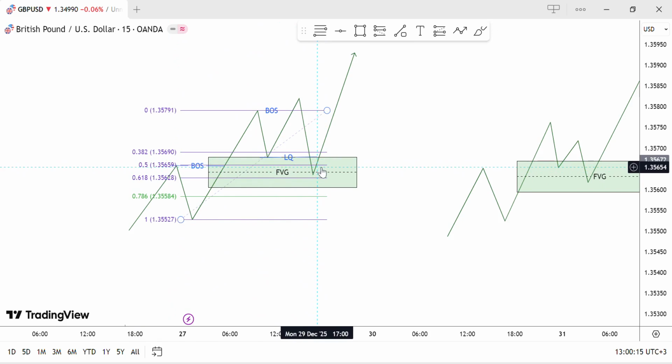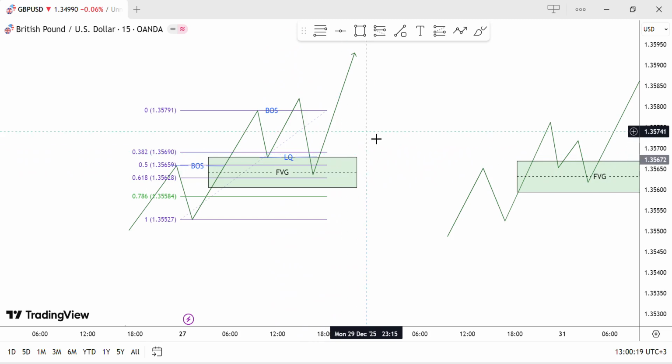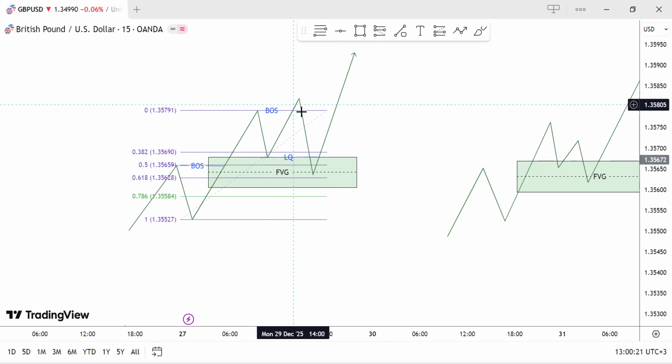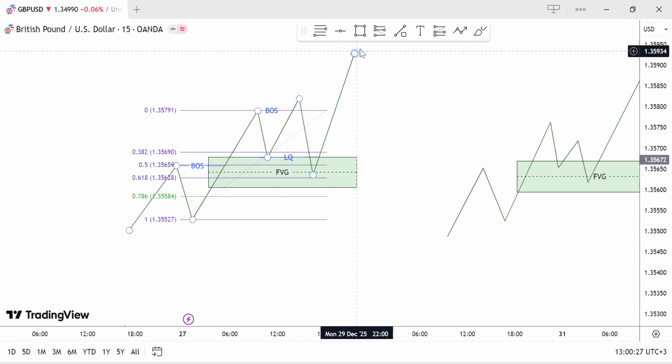So when you see this one, and then we have our point of interest here, you will know that the price will come, sweep the liquidity here, enter into the discount region, and then continue with the movement. So that is how you spot the liquidity. So this is the first scenario.